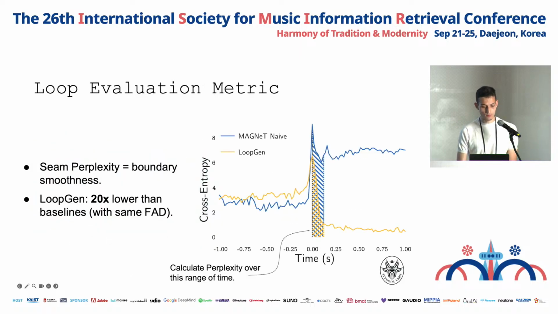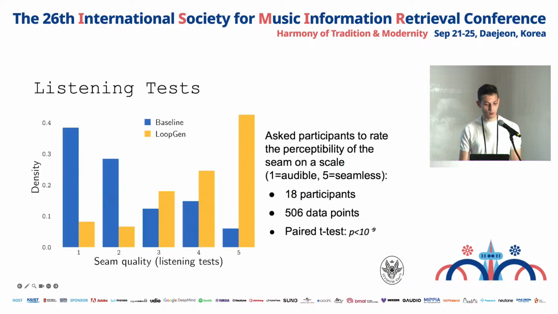Then we wanted to evaluate all of this. To do that, we employed perplexity, and we take perplexity just after the seam, right after that. In this way, we see how perplexing the loop is. And we see that indeed our model is 20 times lower in perplexity than naive looping. Finally, we ran some listening tests with human evaluators, asking them how seamless, how audible the seam was in the loops, and our model gave much more seamless samples.